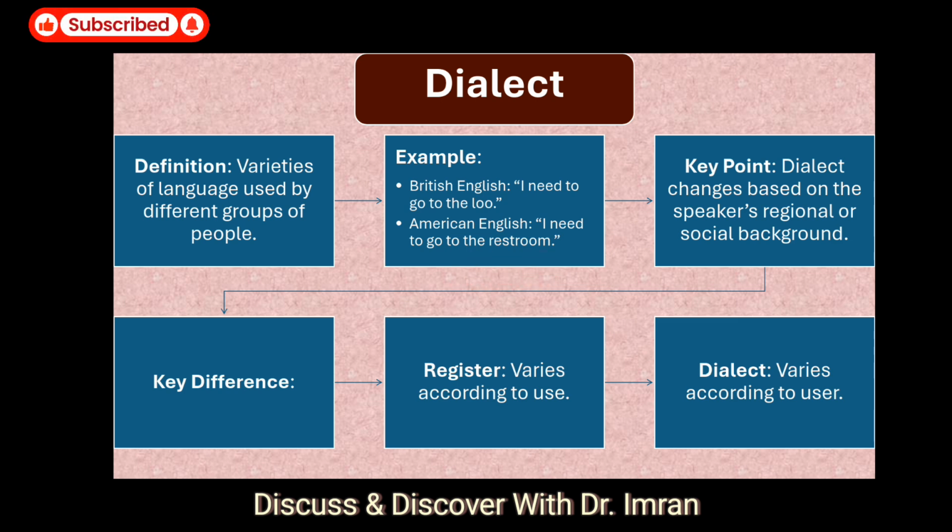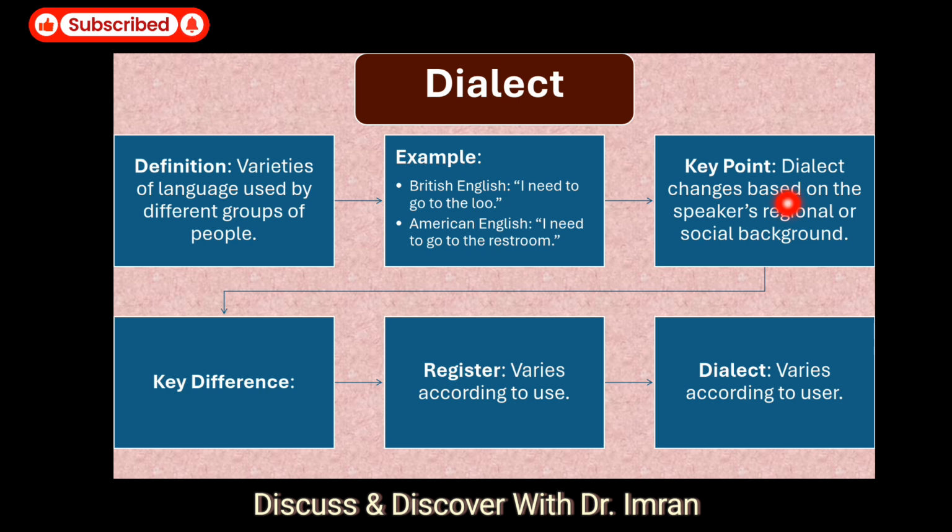So we have different regions. One group of people are living in America and one group of people are living in Great Britain. Somebody living in Great Britain might say, I need to go to the loo. And somebody living in the USA might say, I need to go to the restroom. So these varieties of the English language are based on groups of people living in different regions. Also, this might be based on social class, gender and age.